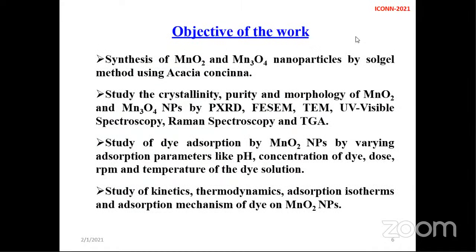These are the objectives of my work. We synthesize two oxides of manganese, one manganese dioxide, MnO2, and another the mixed manganese oxide, Mn3O4 nanoparticles, by adopting a sol gel method using Acacia concinna fruit extract. Acacia concinna, which we all know as shikakai, that we use for our hair. So we have used it in a greener way of synthesis. After synthesis, we study the crystallinity, purity, and morphology of the MnO2 and Mn3O4 nanoparticles by powder XRD, FESEM, TEM, UV visible spectroscopy, Raman, and TGA.